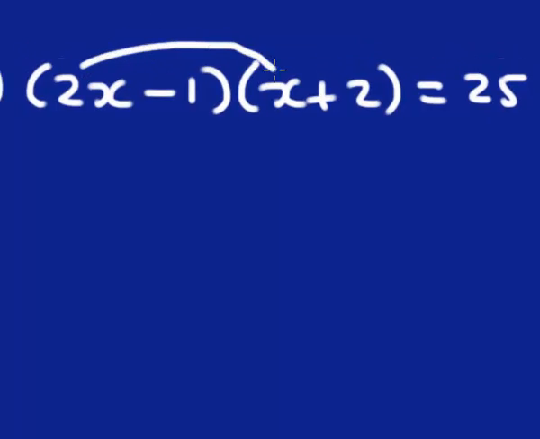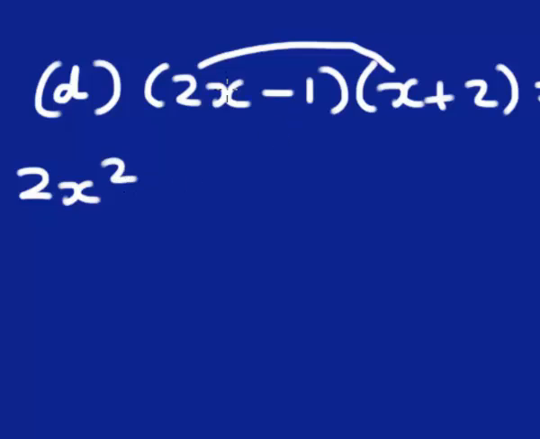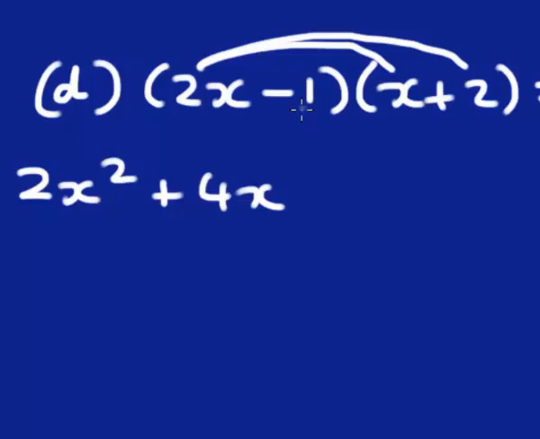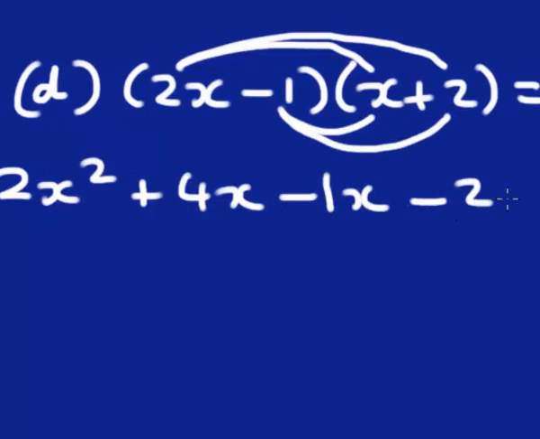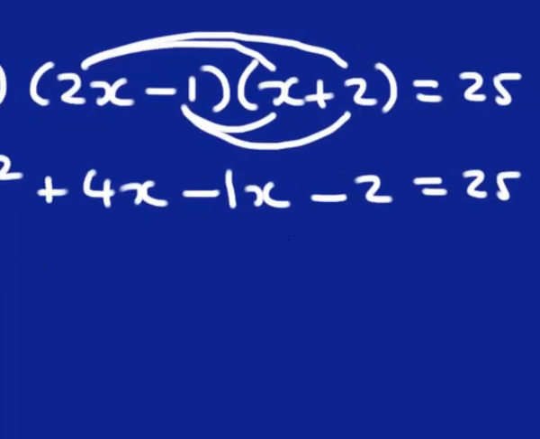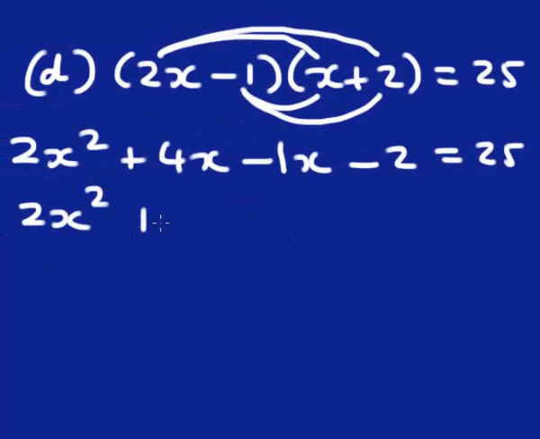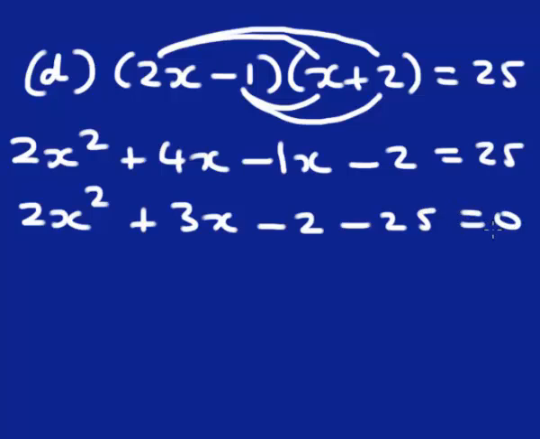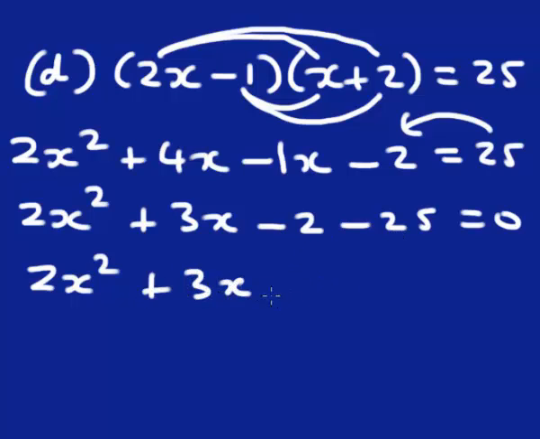Well, 2x times x is 2x squared. 2x times 2 is 4x. Negative 1 times x is negative 1x. Negative 1 times 2 is negative 2, is equal to 25. So what does this give us? 2x squared plus 3x. 4x minus 1x is 3x. Then you've got negative 2 subtract 25. Bring that across. And then what do we have? 2x squared plus 3x. Negative 2 minus 25 is minus 27.